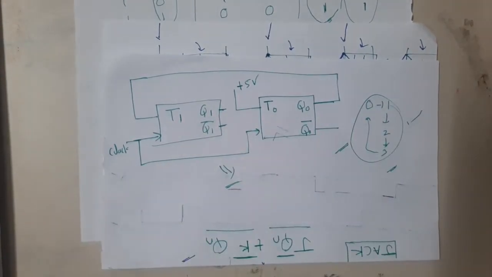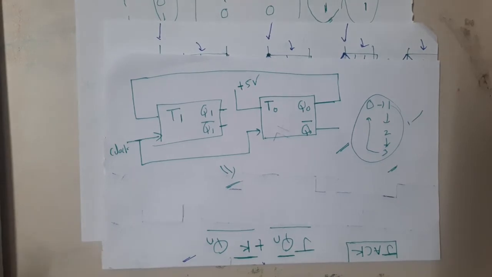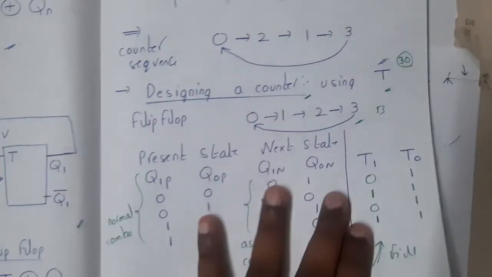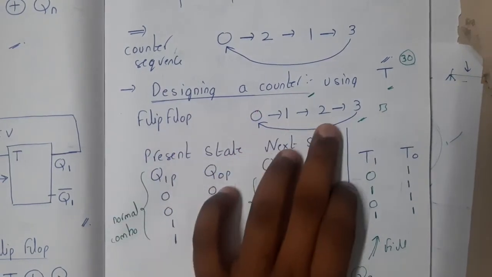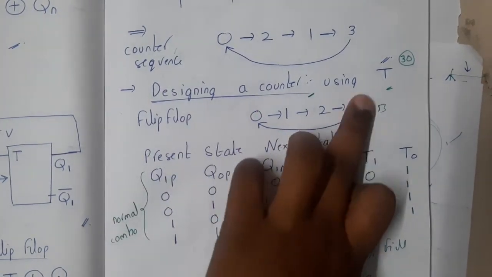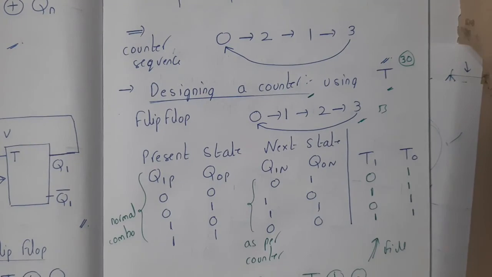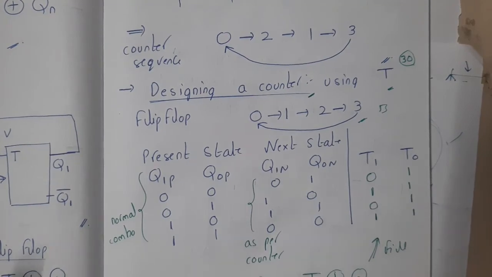So now I hope everyone got a clear idea, right? So how exactly you can design a counter when a sequence is given, and when the question says which counter to use. So now I hope everyone got an idea, right?